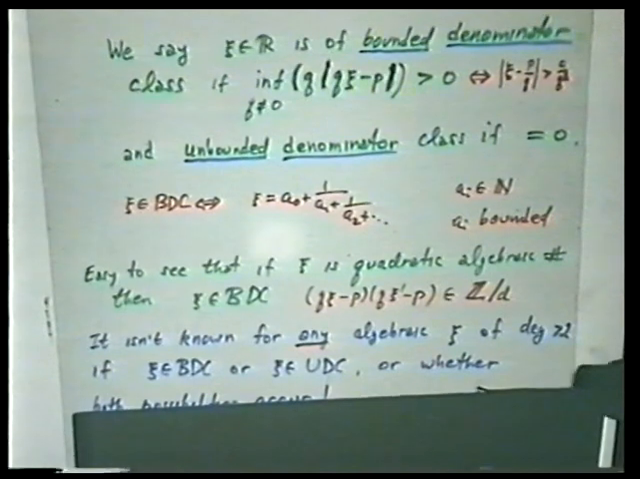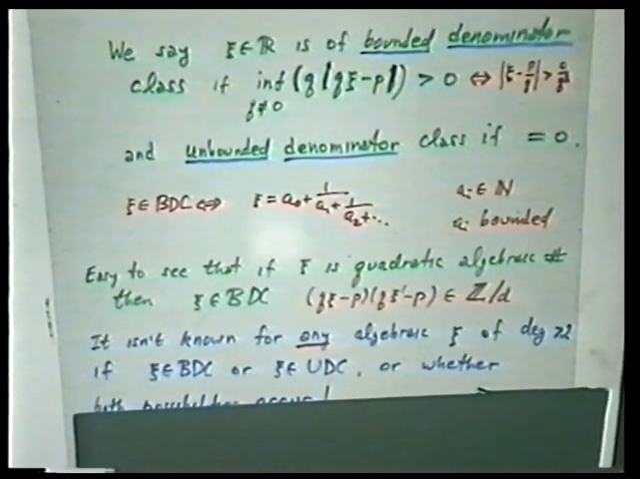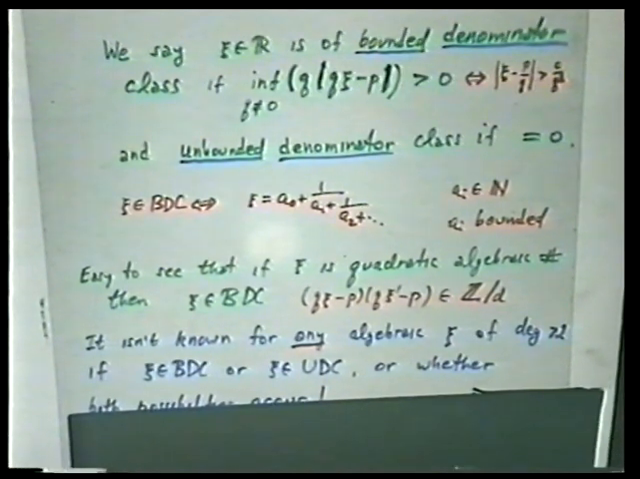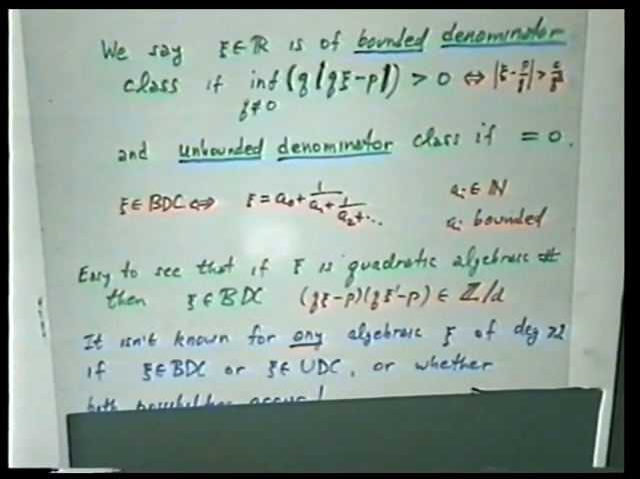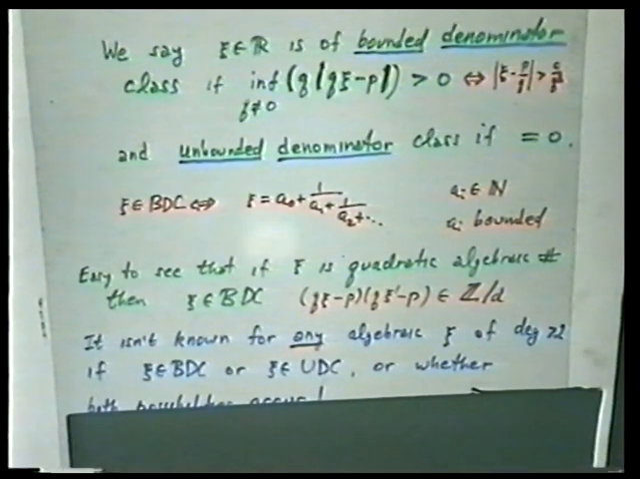Now, the remarkable thing in terms of what we know and don't know is that we don't know for a single algebraic number of degree bigger than 2 whether it's in the bounded class or the unbounded class, or whether perhaps some are in one and some are in the other. As far as I'm aware, nothing is really known about this.